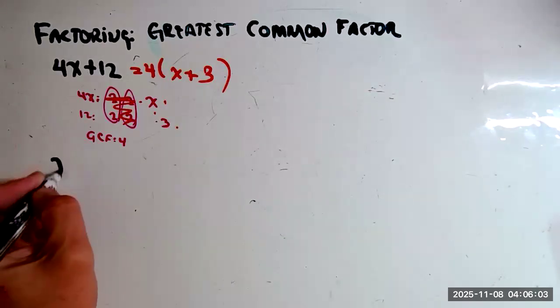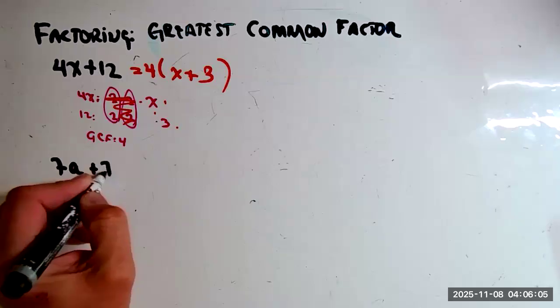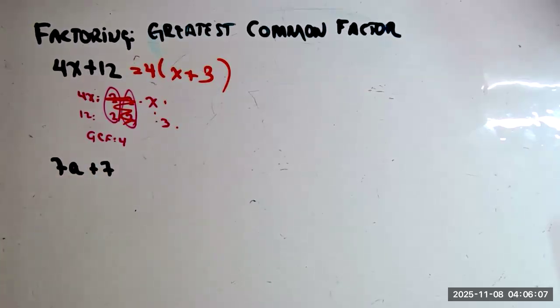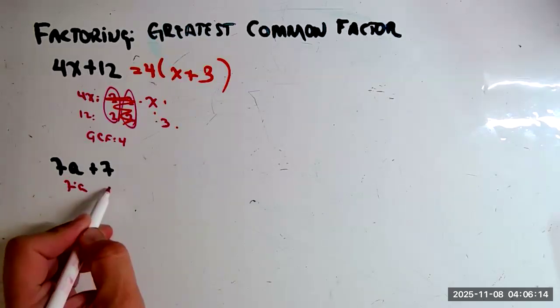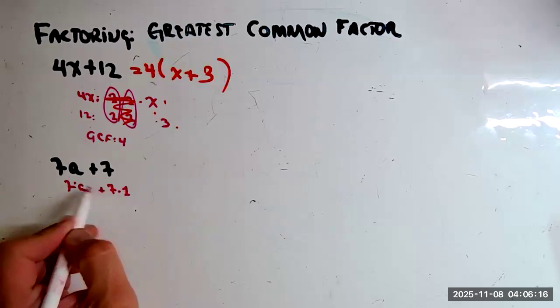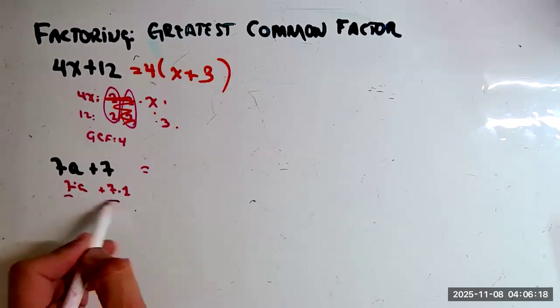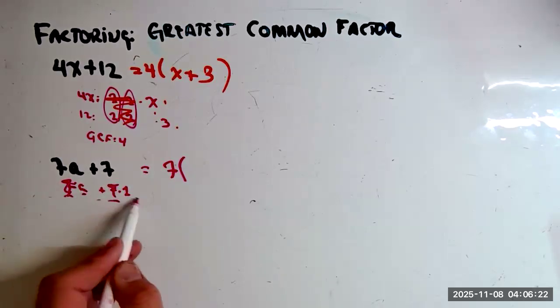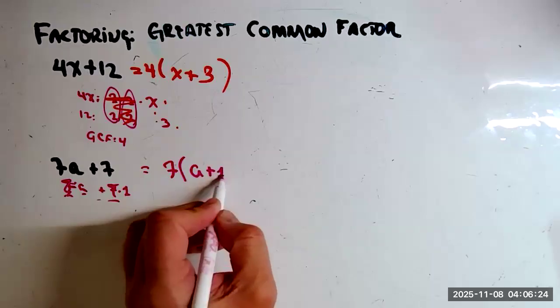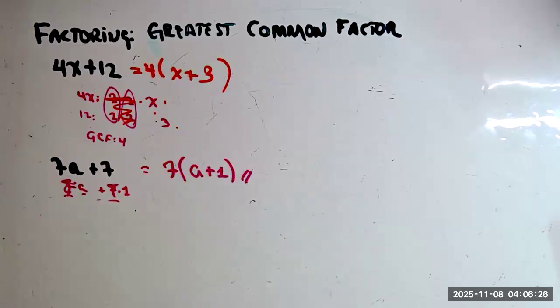What about if I have 7a plus 7? Of course, our greatest common factor is 7. This is 7 times a. This is 7 times 1. So greatest common factor 7. If I pull out the 7, we get a plus 1. We are done.